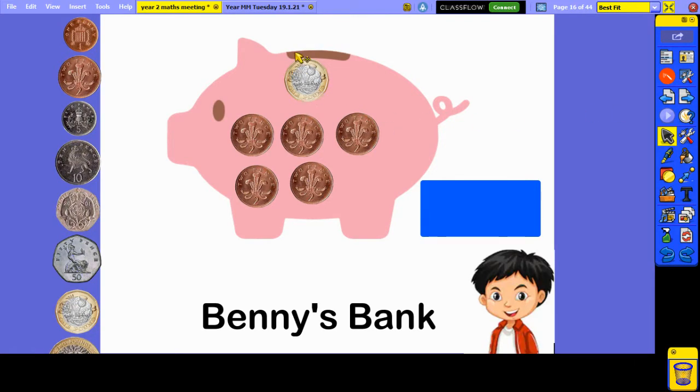Let's have a look at Benny and how much money he's got today. What is the value of this coin? £1. What is the value of this coin? 2 pence. Pause the video while you work out how much money Benny has got all together.